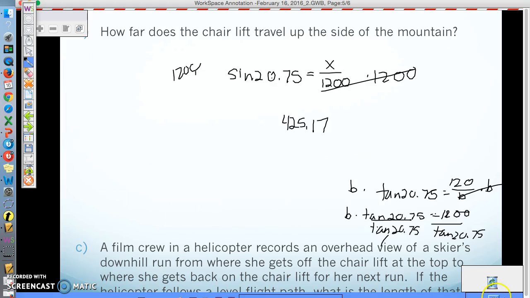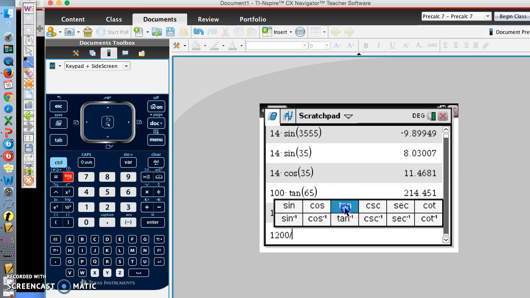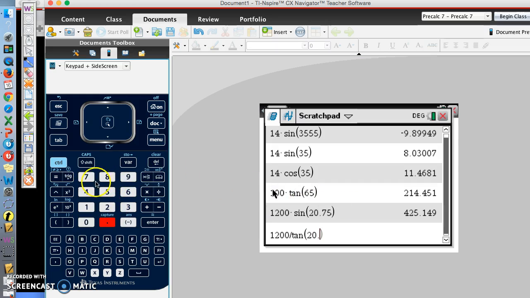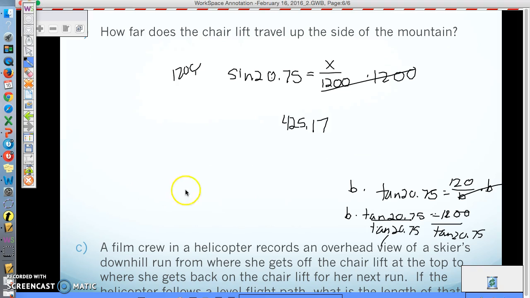I already forgot what we were typing in here. So 1200 divided by tan of 20.75. So we have 3167.35.